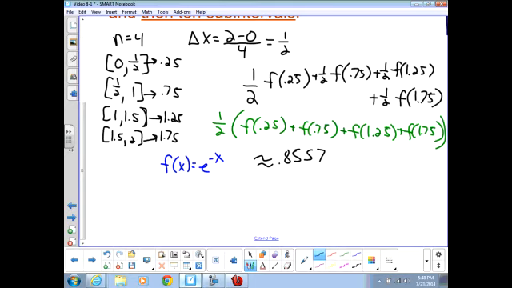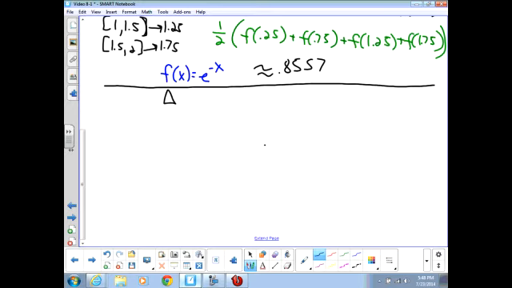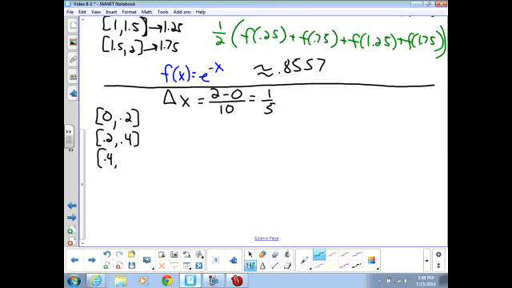Now, we're going to use the same technique for the second part, but we're going to do 10 rectangles. So when we start out, our delta x is going to be b minus a, 2 minus 0, over 10, which will give us 2/10, which is 1/5. For our intervals, we'll go from 0. Remember, 1/5 is the same as 0.2, so we'll say 0 to 0.2. Then we'll go 0.2 to 0.4, 0.4 to 0.6, and we'll keep going all the way up to 2.